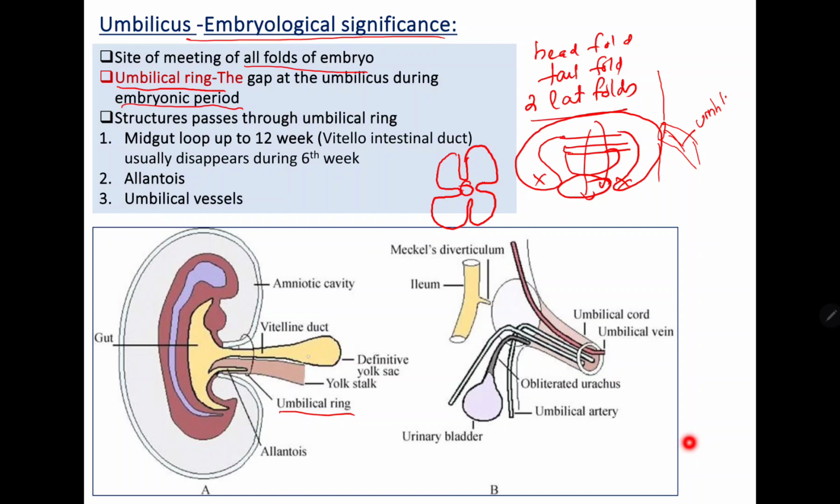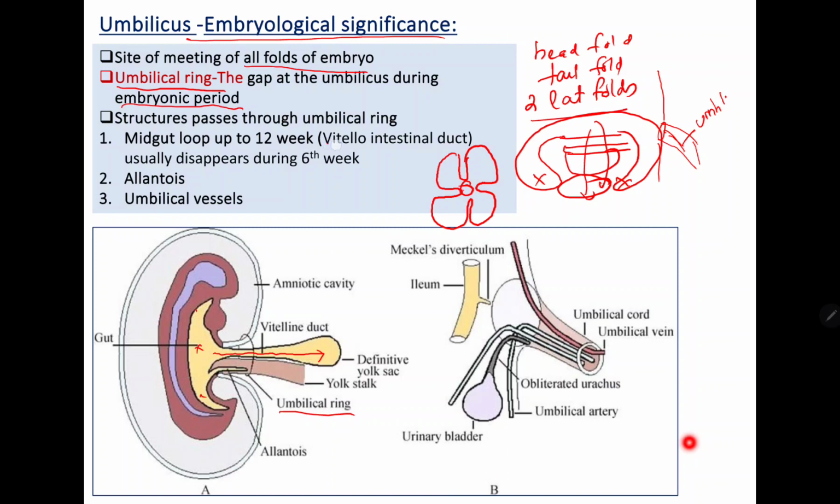So first one is the midgut loop. You can see the foregut, midgut and hindgut. So the midgut loop passes through the umbilical ring. Okay, so during the course of development, what happens actually, the midgut loop passes through the umbilical ring, which comes out of the proper embryo.